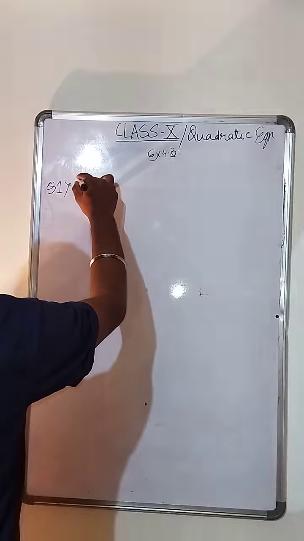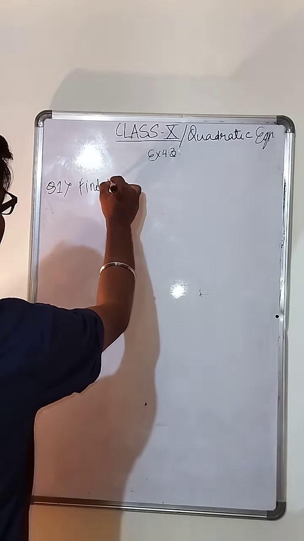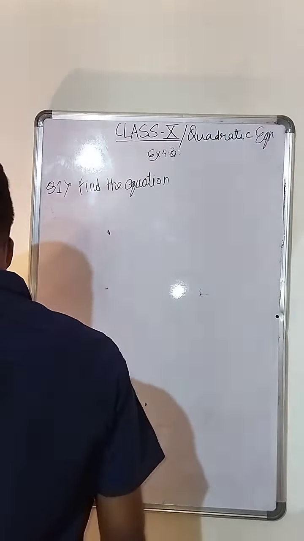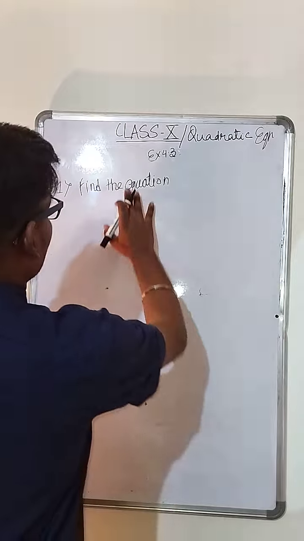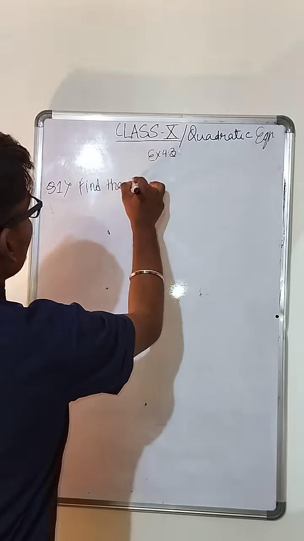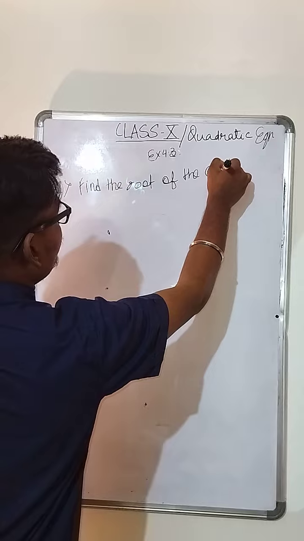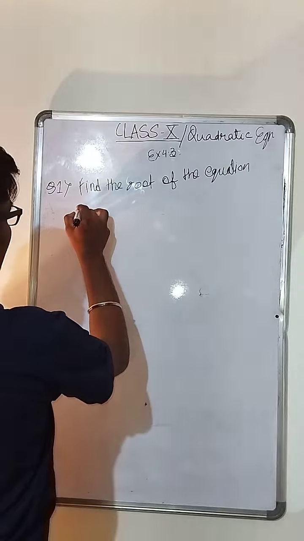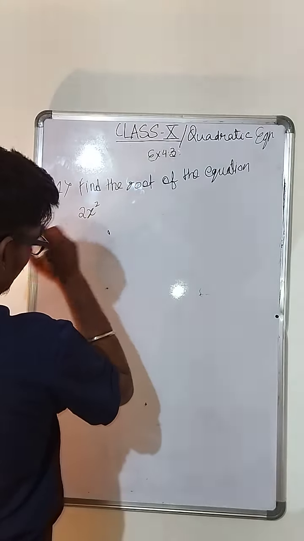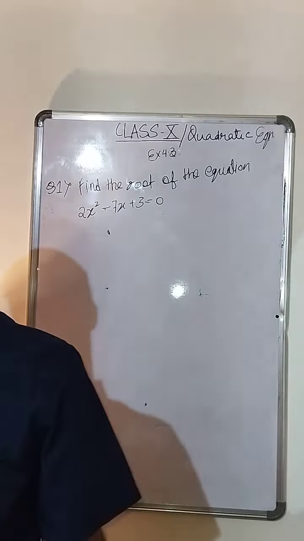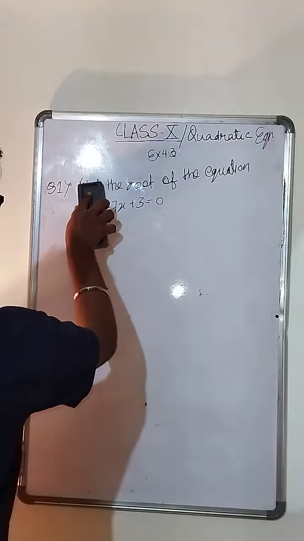Okay, find the roots of the equation 2x square minus 7x plus 3 equal to 0. Okay, correct this.